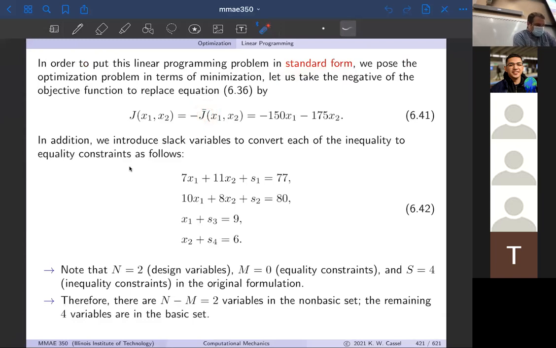And now I'm going to rewrite my objective function J as minus J bar. So that's minus 150x1 minus 175x2. So I'm maximizing the profit, J bar, which is equivalent to minimizing J. Okay, so I just multiply through by a negative sign, -1, and I change it from a maximization to minimization. Okay, fine, that's done. The second thing I have to do is be sure that all of my inequalities are less than or equal to's.